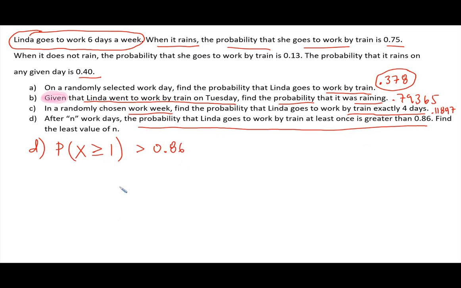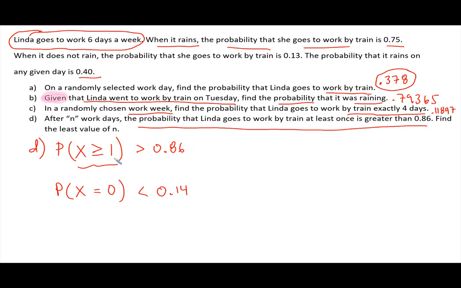Now you think of the complement of this. So this represents 1 or more, so it could be 1, 2, 3, 4, 5, 6, and so on. Well, the complement of this is going to be X equals 0, because X can't be negative. So the complement has to be less than 0.14, because these two values have to add up to 1, because probability adds up to 1.